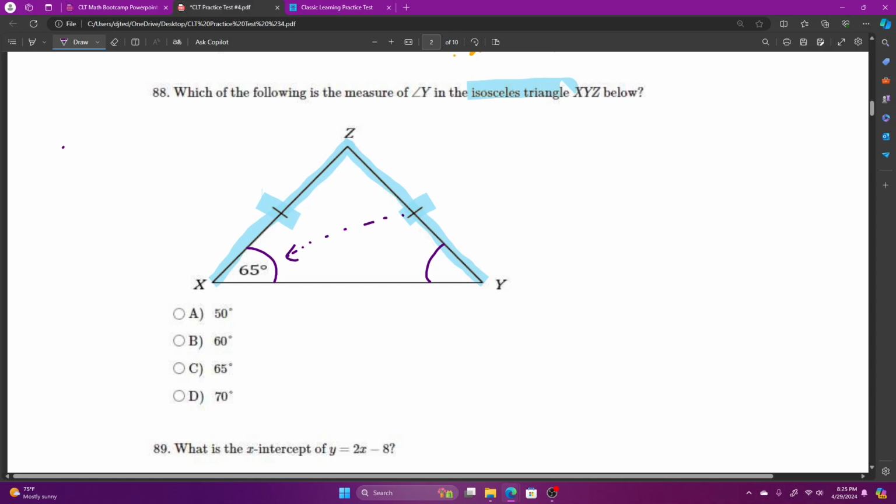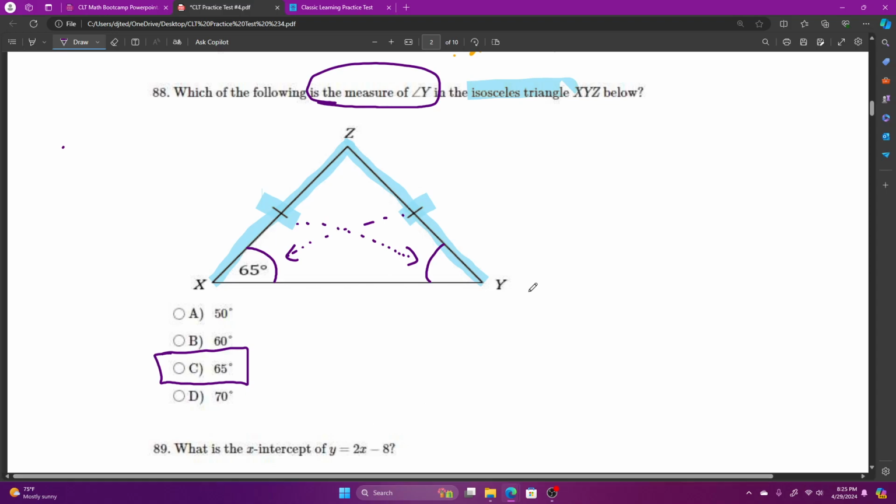This angle over here and this angle over here means that angle X and angle Y must be the same. So the measure of angle Y is 65 degrees.